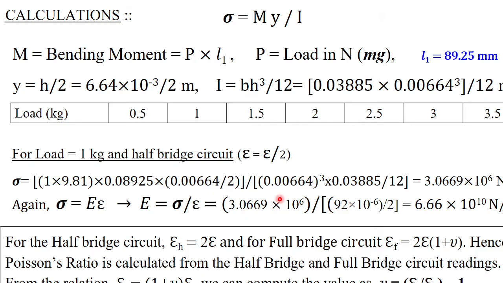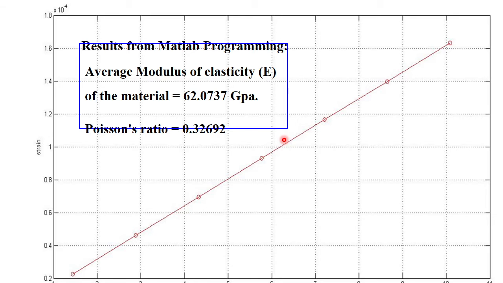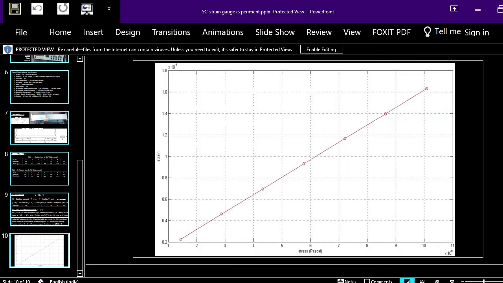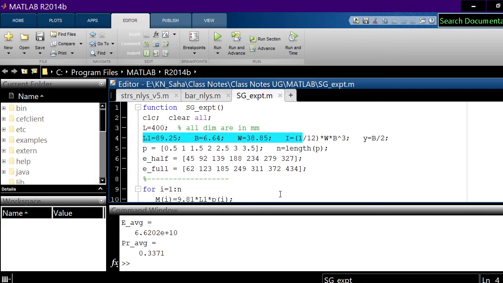So all the calculations are done in MATLAB. We made a code there, and these are the average values of elasticity modulus and Poisson's ratio. So that part of the calculation, let us see how this is done. Let us go into MATLAB software. This is the code.